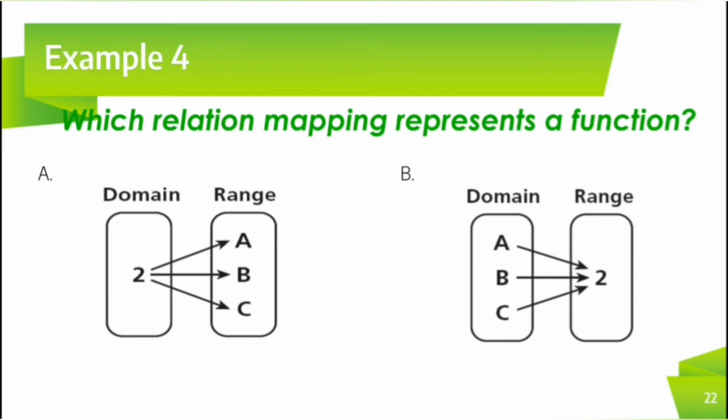Example 4. Which relation mapping represents a function? Meron tayong domain at saka range. Yung domain natin dito sa A is 2. Range is ABC. Domain dito sa kabila is ABC. Range dito is 2. So, ano yung function dito? Yung A ba or yung B? Tama po kayo, yung B. Kasi, many-to-one siya.